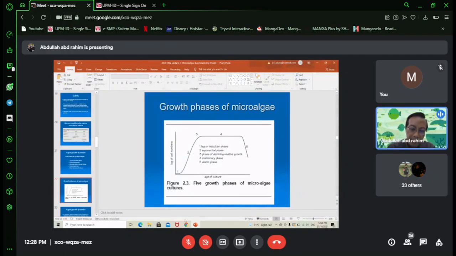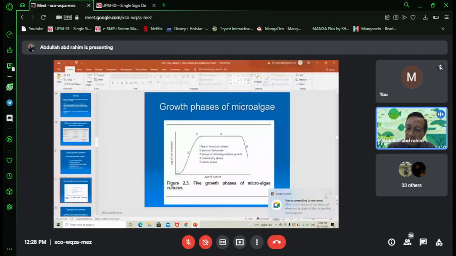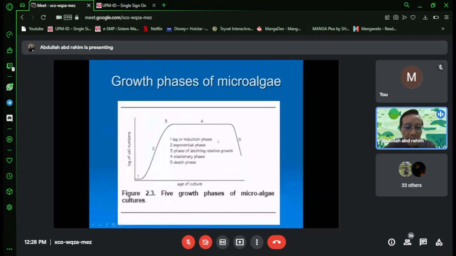So as I was saying, you have these growth phases, right? And hold on. It starts with what we call a lag phase. Okay, lag phase or induction phase. Okay, jadi from there you go to exponential phase. Number 3 is the declining growth. Number 4, stationary phase. Number 5 is death phase.